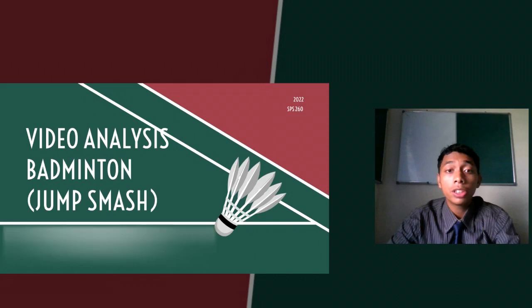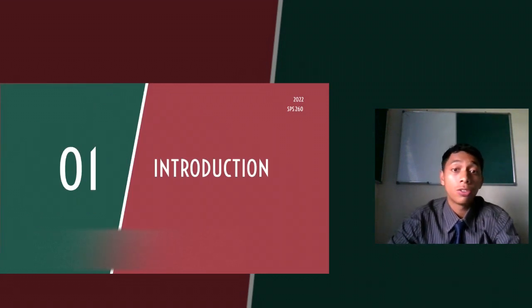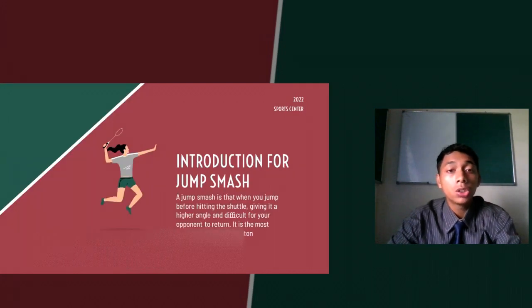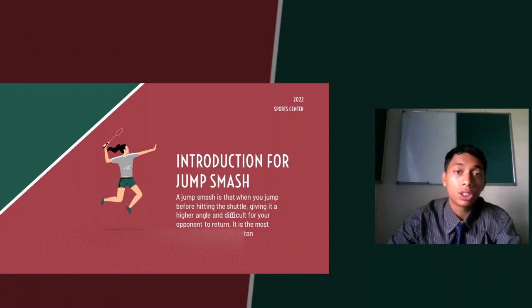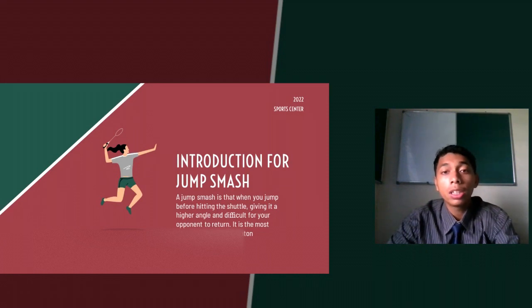And I will tell you the introduction of jump smash, introduction of video analysis, and the objective of video analysis. So firstly is jump smash. A jump smash is when you jump before hitting the shuttle, giving it a higher angle and making it difficult for your opponent to return. It is the most powerful shot in badminton and is typically used by professionals. The jump performed prior to hitting the smash generates a lot of power, making it more effective.